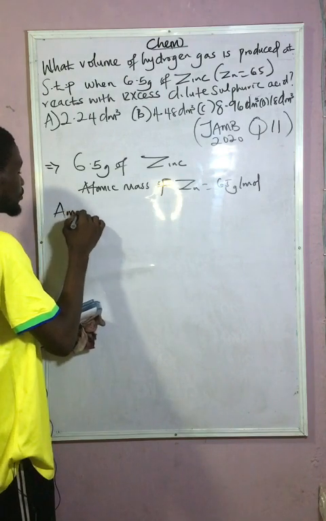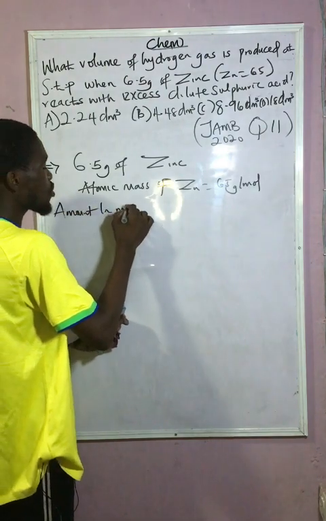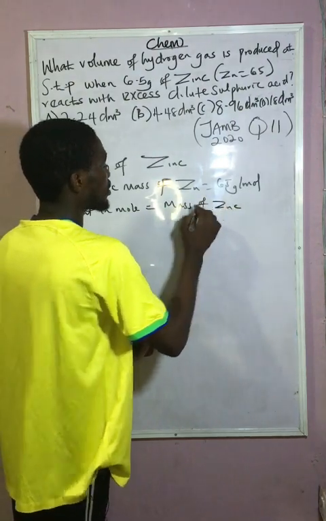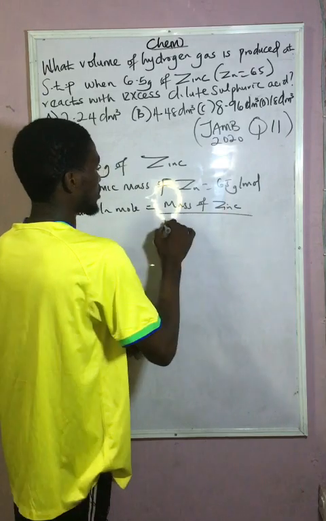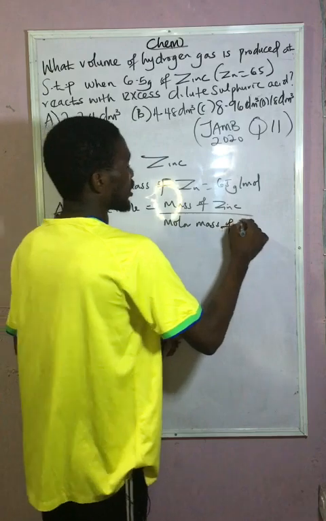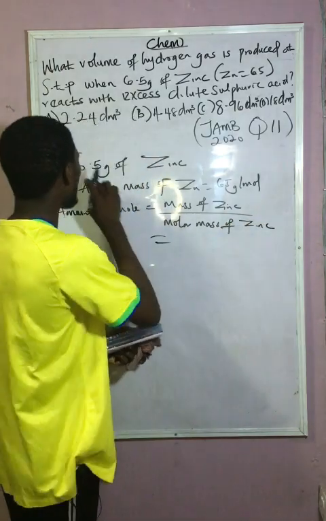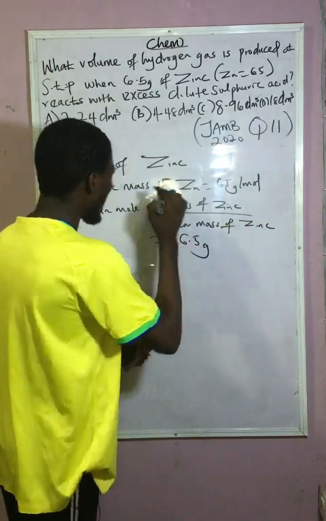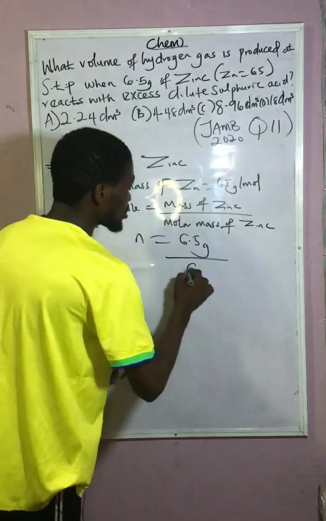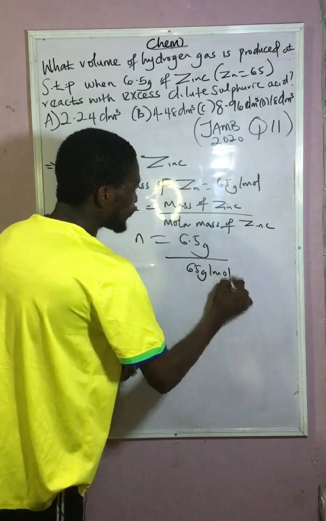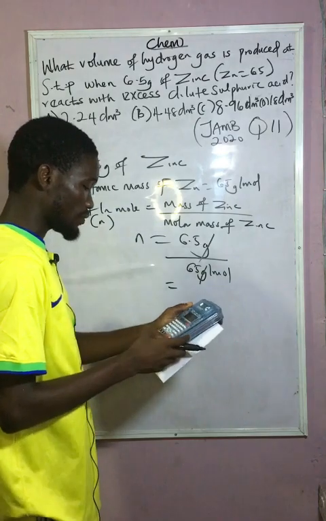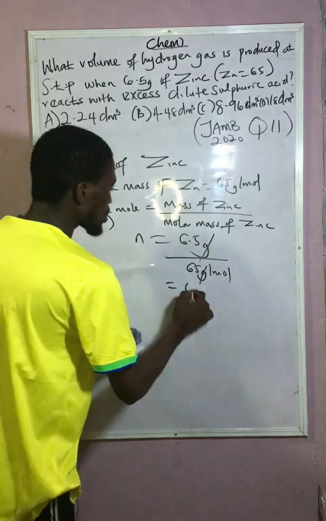So we can say we have, now you can introduce a formula that states what? Amount in mole equal to mass of zinc over molar mass of zinc. So with that, what do we have here? We have 6.5 grams. So let's take this amount in mole to be N divided by what? 65 gram per mole. This we eliminate. So we can say we have 6.5 divided by 65. So we have what? 0.1.